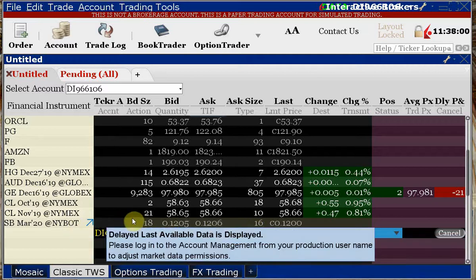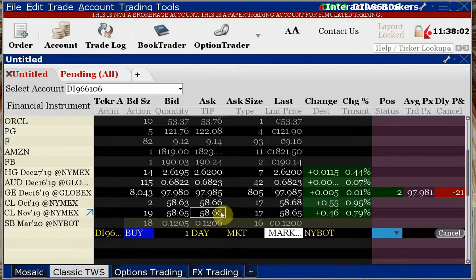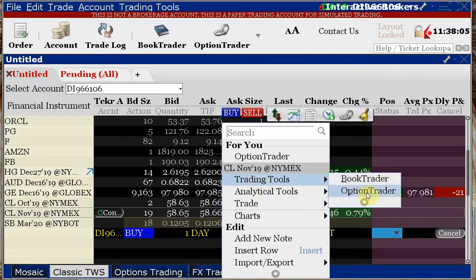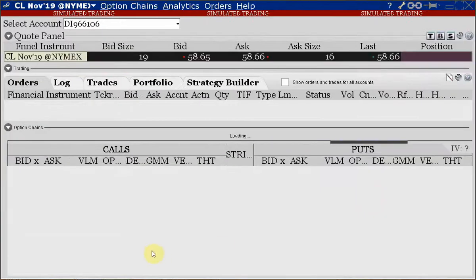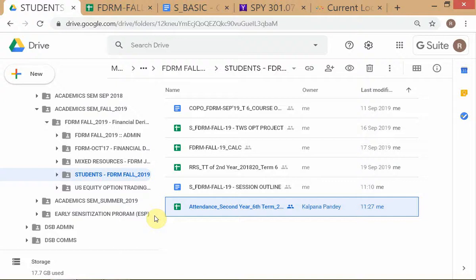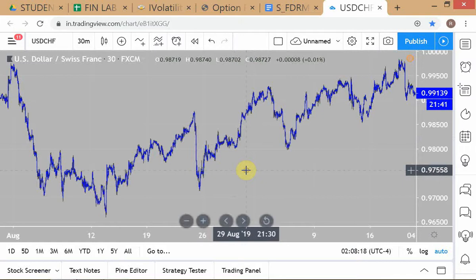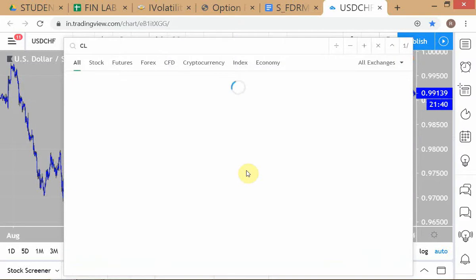Okay, so let's right click on this and go to option trader. Have that open at least. Okay, so let that load. Okay, so then we go on to our next, let's get the crude oil chart also and see how it's reacting.